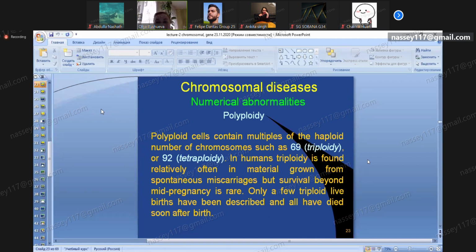Polyploid cells contain multiples of the haploid number of chromosomes, such as 69 in triploidy or 92 in tetraploidy. In humans, triploidy is found relatively often in material from spontaneous miscarriages, but survival beyond mid-pregnancy is rare. Only a few triploid live births have been described, and all have died soon after birth.